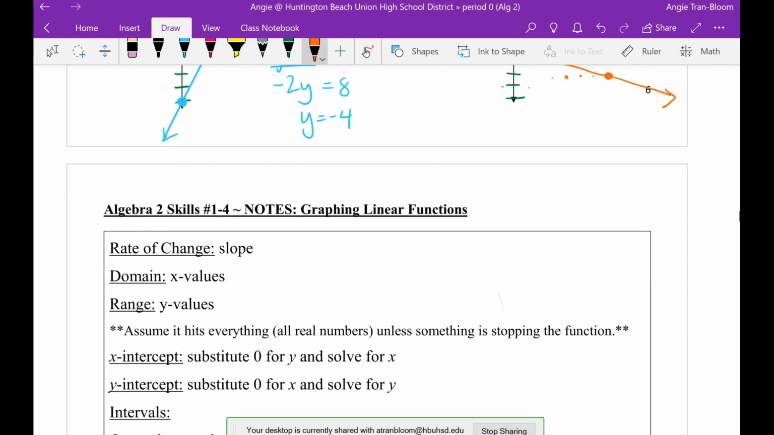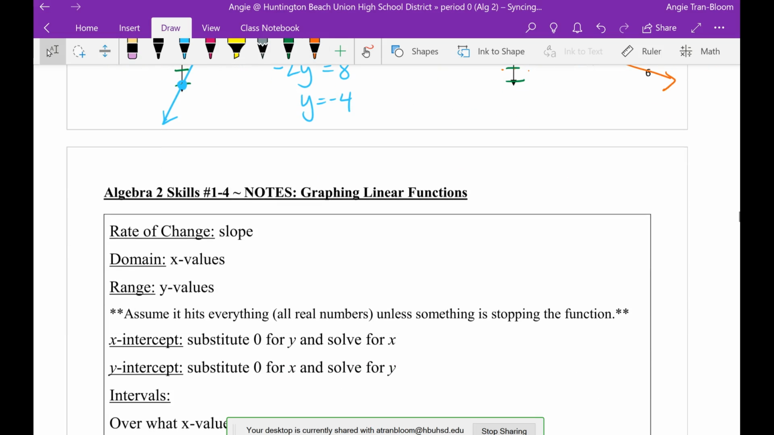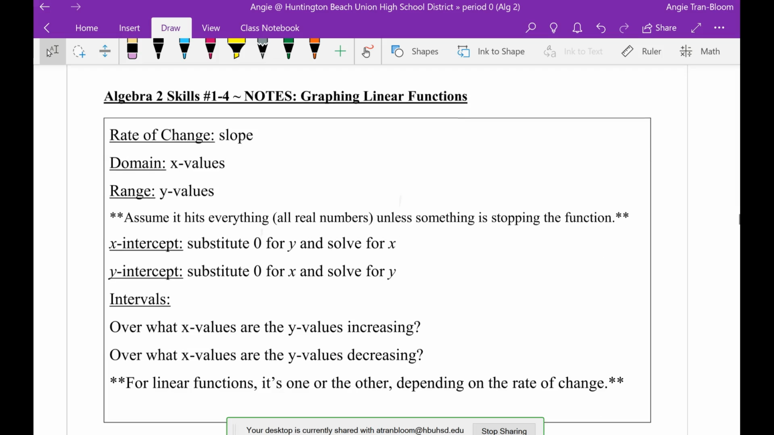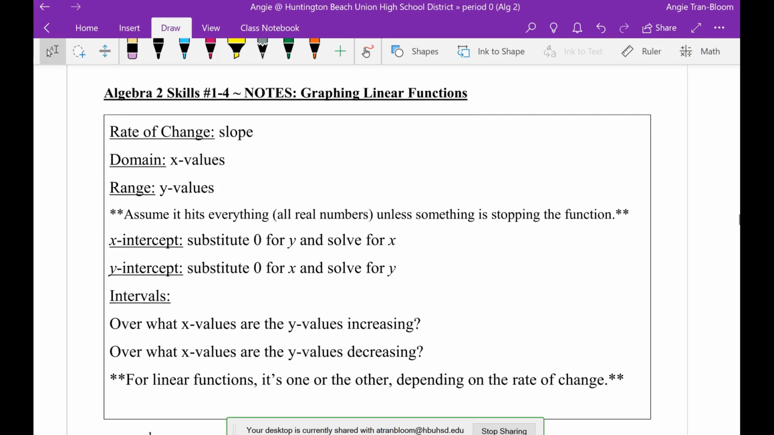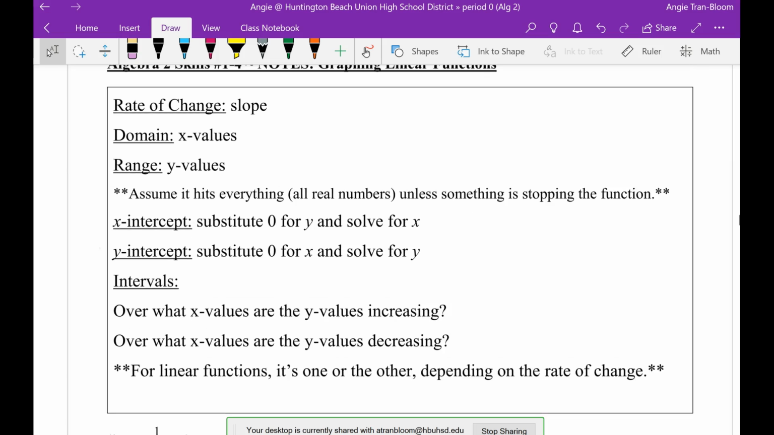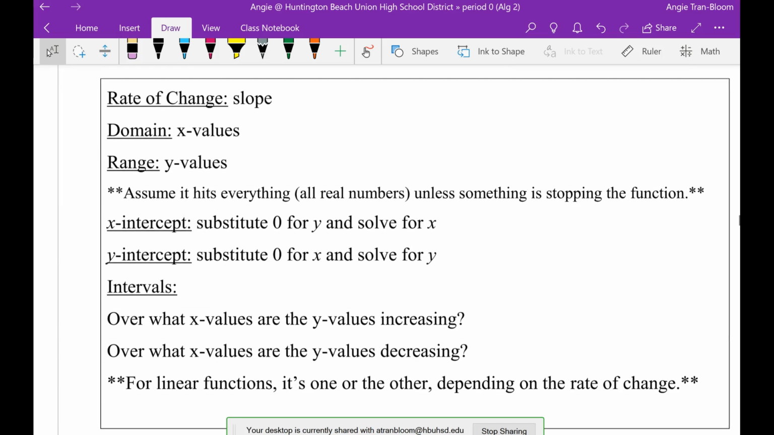Then we're going to move to this one. This is still graphing linear functions, except now I'm going to ask you a few more things. In your notes, go ahead and write these down. Let me make it a little bit fatter. There you go.